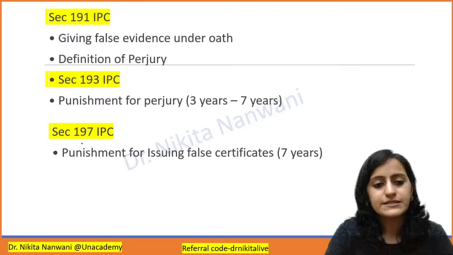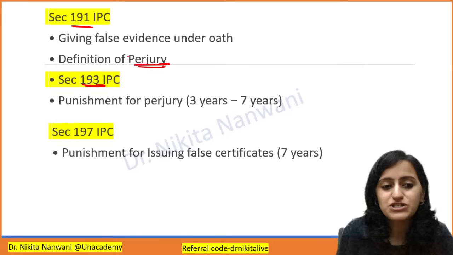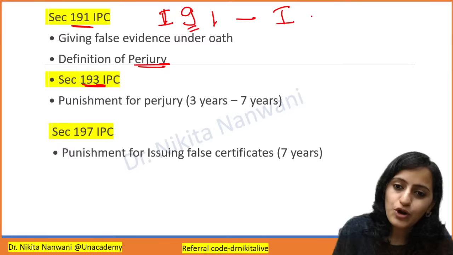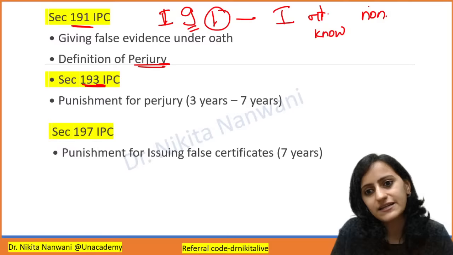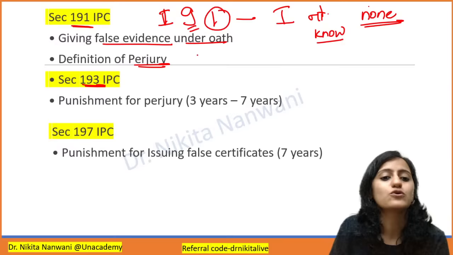191, 193 is your definition of perjury. Okay, definition of perjury. So 191, the first one you write as Roman one, that is I. This number is basically your I know, and this one is like none. So I know none. That means I know nothing. The person is saying I don't know anything about this, even though the person knows about that incident. So that is false evidence under oath. This is the definition, 191.